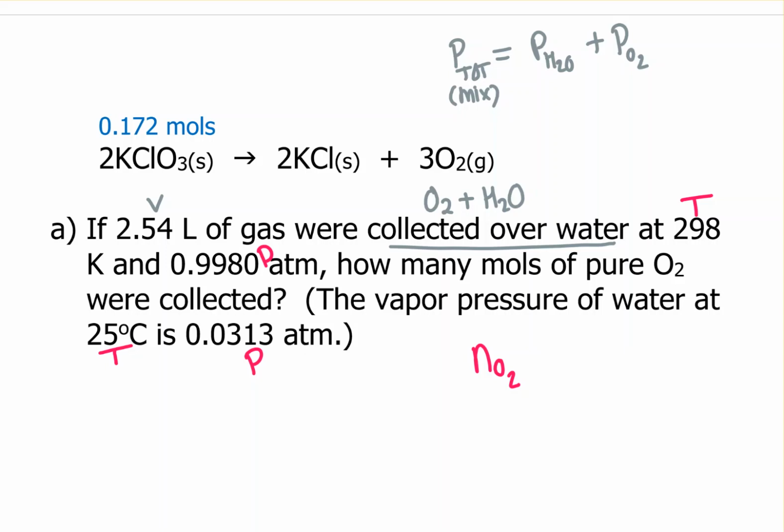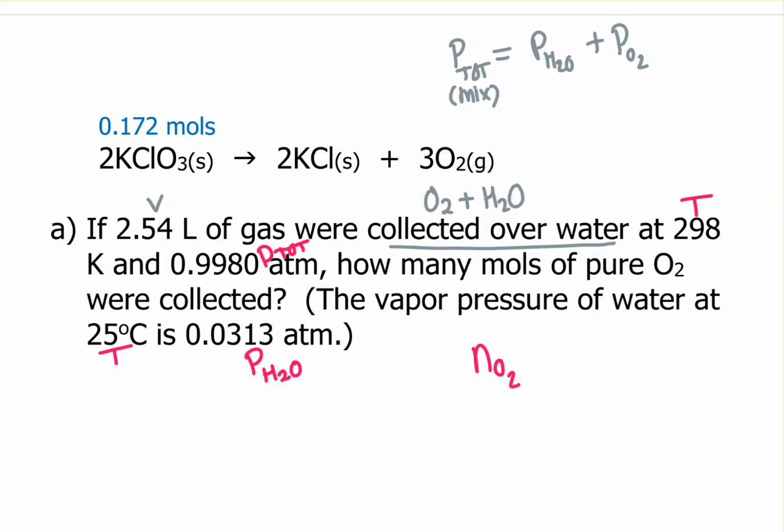Okay, let's make sense out of our two pressures. What is what? Well, this one that says vapor pressure of water, that is going to be our partial pressure of water. The one that says the gas is collected is going to be our total pressure. It's the total pressure of the mixture.